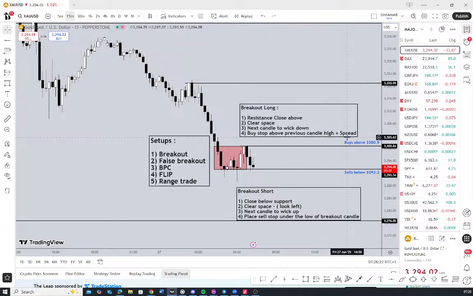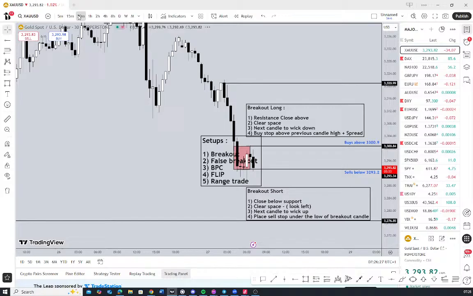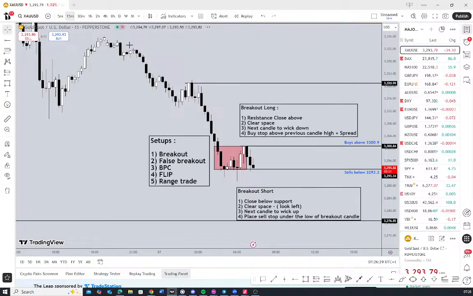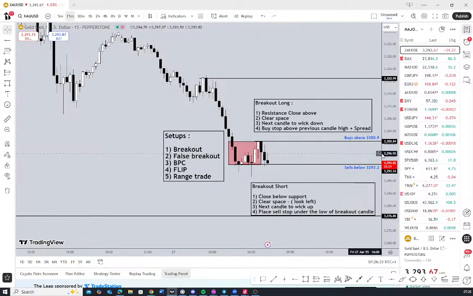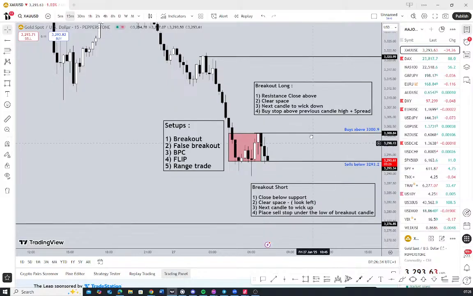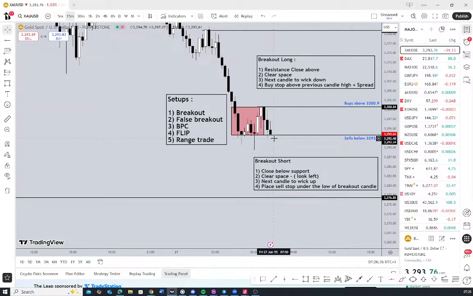We're just sitting tight, guys. We've got 4 minutes. If we close below, there could be a setup. So, next gold setup, potentially if we close below. But remember, I'm not doing anything until we close below or close above.